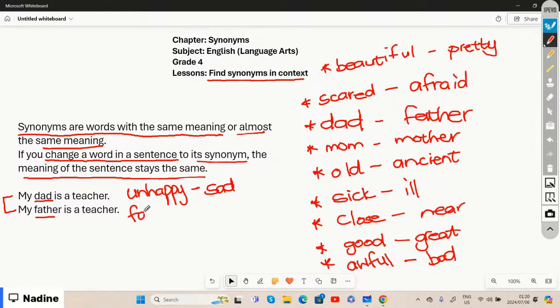Yes, and also fast and quick. Those are synonyms, right? All right, let's look at one more word.